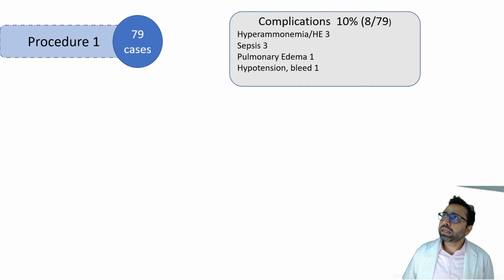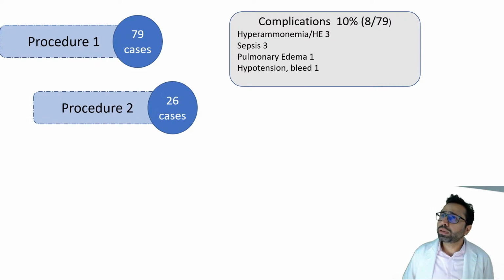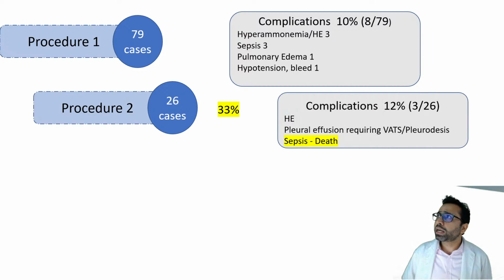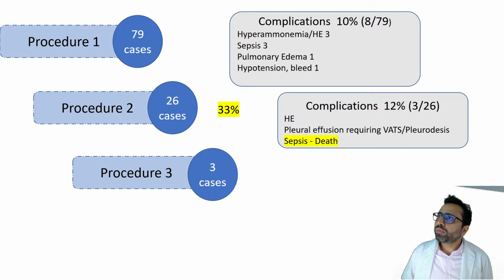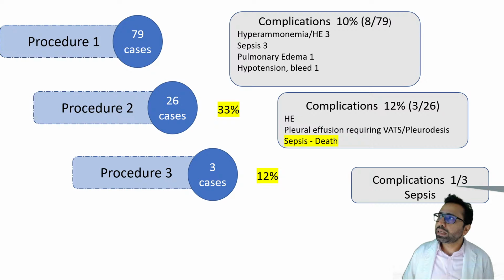So 79 cases. The procedure done initially had a complication rate of 10%, which included hyperammonemia and encephalopathy, sepsis, pulmonary edema, hypotension. About 33% required a re-intervention, again with a complication rate of 12%: encephalopathy, and the child with sepsis died, which again is a re-intervention rate of 12% in these 26 cases.